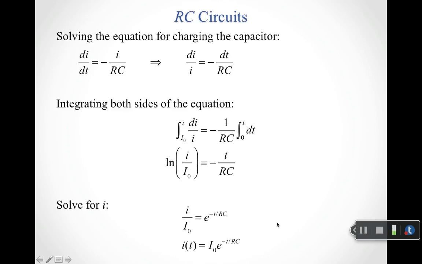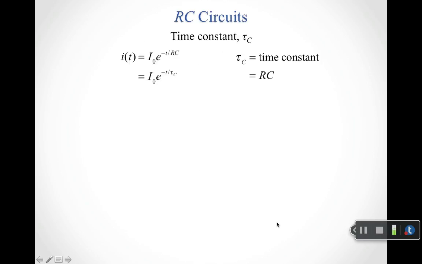So one of the things that I obviously need to deal with, or would like to deal with, is this I naught. So what can I do with the I naught? Well, before we worry about the I naught, let's come back and think about what's going on in here. So I know I've got the natural exponent, e, to the minus t over RC. So I'm taking t and dividing it by this expression RC.